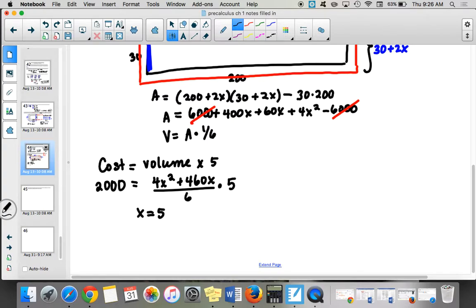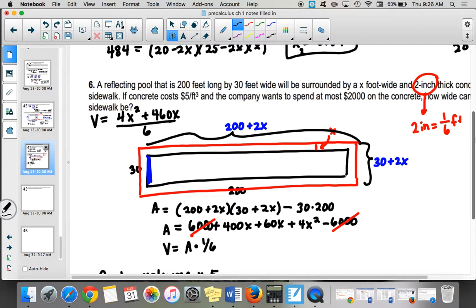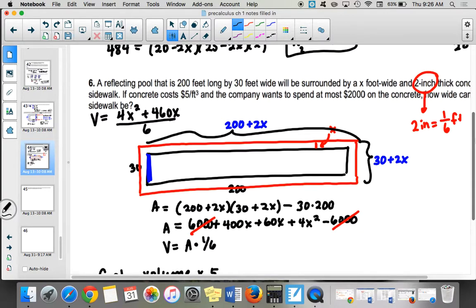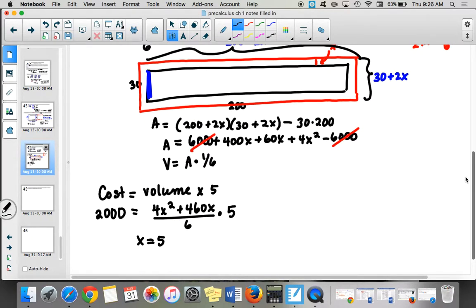Probably not hard to solve by hand. We could probably get it all on one side and factor or use quadratic formula. But we're trying to learn our calculator, right? So we can do it this way as well. So x is equal to 5. Is that what it wanted? So go back to your question. It says, how wide can the sidewalk be? So it can be 5 feet wide, right? Done.